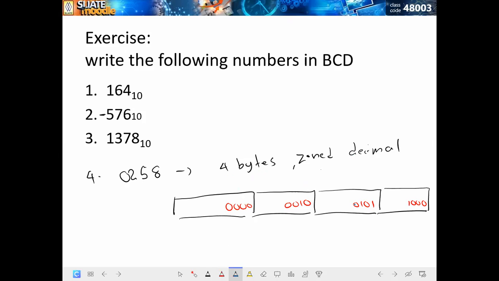Then we have to fill the zones. The zone of the rightmost block represents the sign of this number. The sign is positive, so you can use either 1100 or it's easy for you to use 1111. Other zones, don't worry, you always put 1111. So now you know how to represent a number in zone decimal format.